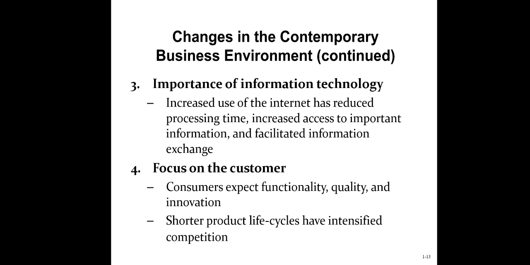And then number three, you have to be aware of information technology. The increased use of the internet has reduced processing time, increased access to important information and facilitated information exchange. Several years ago, things maybe were not like now. Now, the use of the internet in all stages of business process is very high, particularly during this COVID-19. Almost everything can be done using internet and computer. So this is the thing. This will influence the business process and operation. So you have to be aware about this when you are entering the job market in the future.